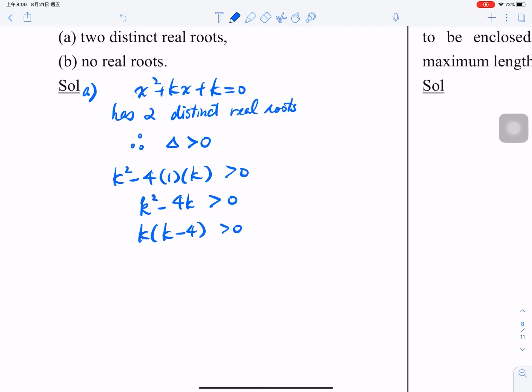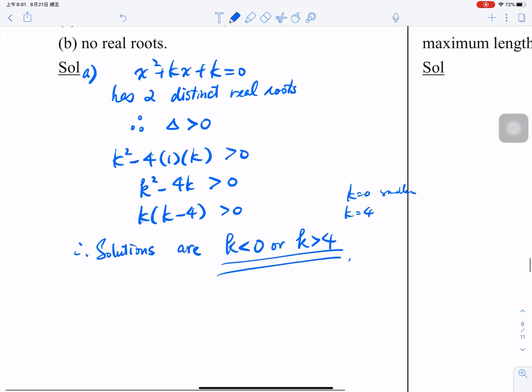Right. Then, what are the solutions? You know that this time k equals 0, k equals 4, right? The smaller one. And this time the coefficient of k squared is positive, and now greater than 0. That means two sides, right? So let's write down the answer. k smaller than the smaller one, or k greater than the greater one. This is the solution of part A.